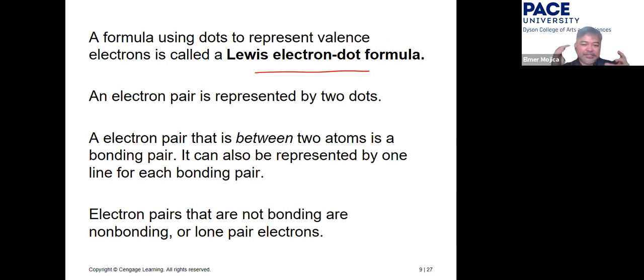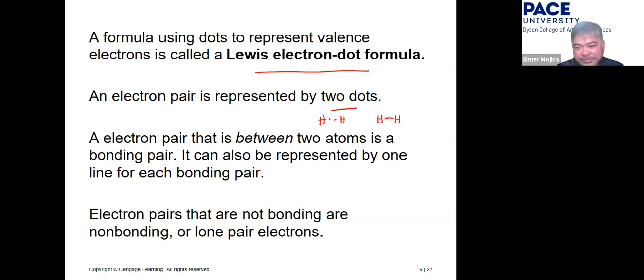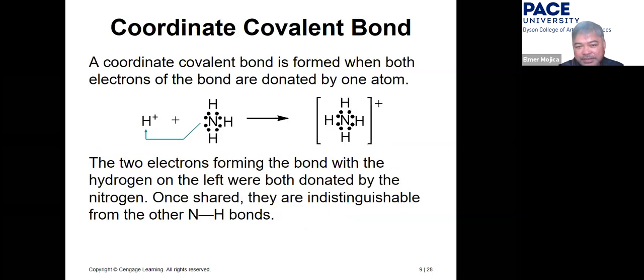Because when you have an electron pair, it's represented by two dots. And an electron pair that is between two atoms is a bonding pair. It can also be represented by one line. So you could say it like this one or that one. So that's your bonding pair. Electron pairs that are not bonding are known as non-bonding pairs or the lone pair electrons.